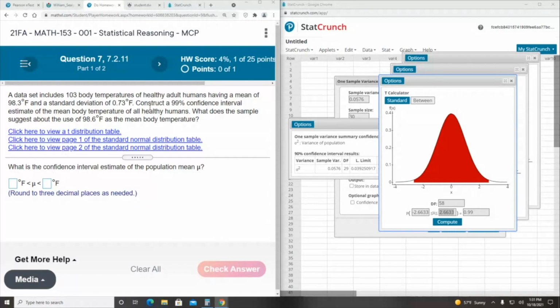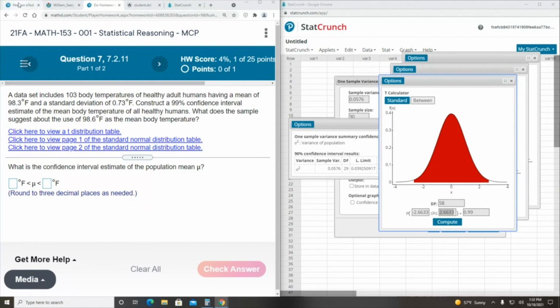Here's a very typical example of a question where they try to trick you, and sometimes they're successful, so be very careful. This is Chapter 7, Section 2. We are dealing with confidence intervals for means, and they have a data set that they've provided us with. There are 103 different body temperatures of healthy adult humans, and the mean temperature was found to be 98.3, and the standard deviation was found to be 0.73. And they want a 99% confidence interval estimate of the mean body temperature of all healthy humans. In other words, they've given us x bar, 98.3, and they want the confidence interval for mu, the population mean.